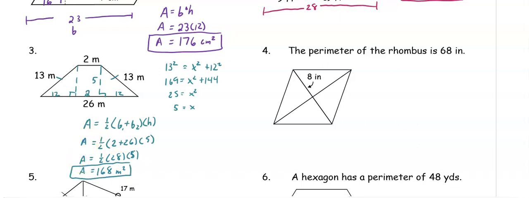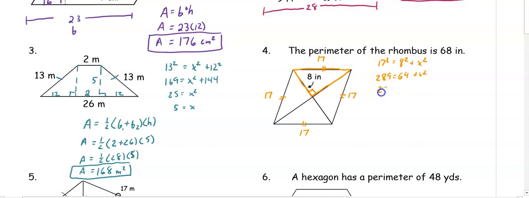In number 4, we have a rhombus that has a perimeter of 68. So that means each side of the rhombus is congruent. So when we divide 68 by 4, we get that each side of the rhombus is going to be 17. We also know that the diagonals in a rhombus create a right angle. So we can focus on this triangle with the 8 and the 17 to do Pythagorean theorem. So we get 17 squared equals 8 squared plus x squared. 289 is equal to 64 plus x squared. 225 is equal to x squared.